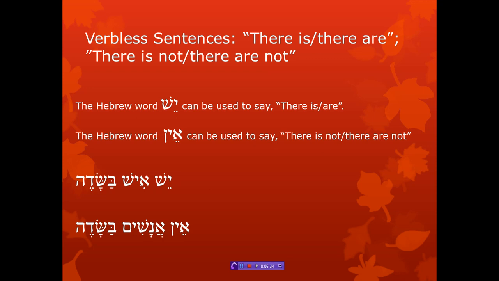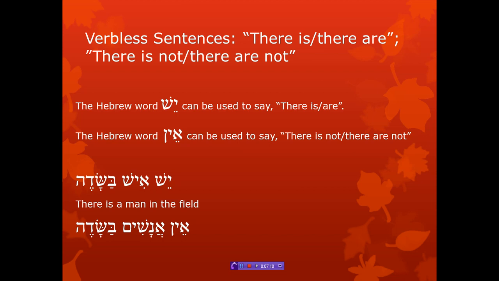Yesh ish basadeh. Okay, so what does this mean? There is, okay, ish, so it's a singular man, so we will leave it as there is. There is a man, basadeh. What is this sadeh? This is the word for field, right? And then we have the bet as the preposition, with the patach beneath indicating that it is definite, that it is the field. Yesh ish basadeh. There is a man in the field.